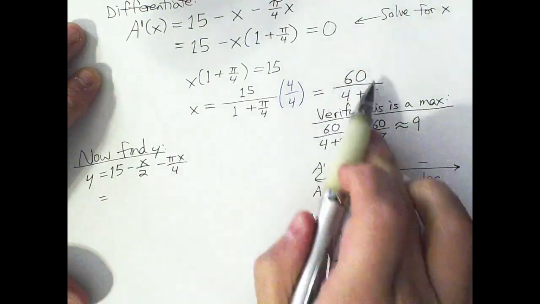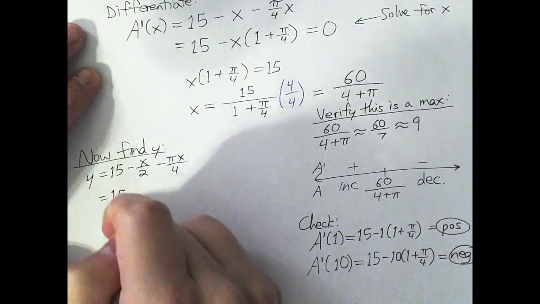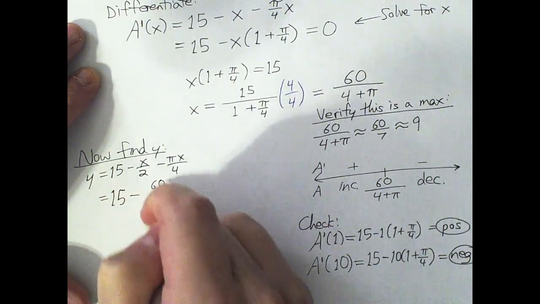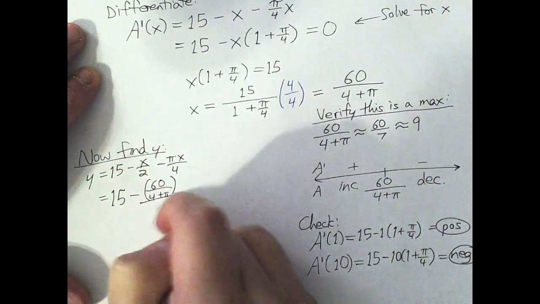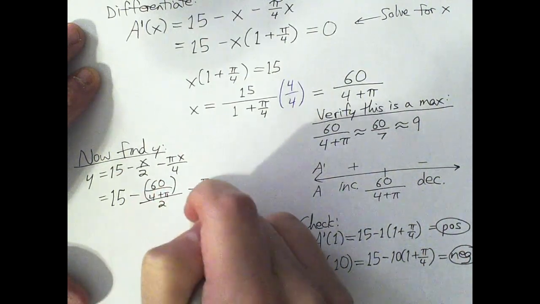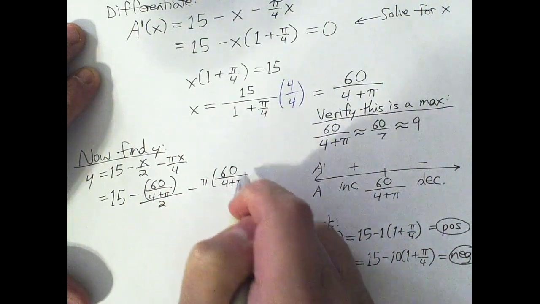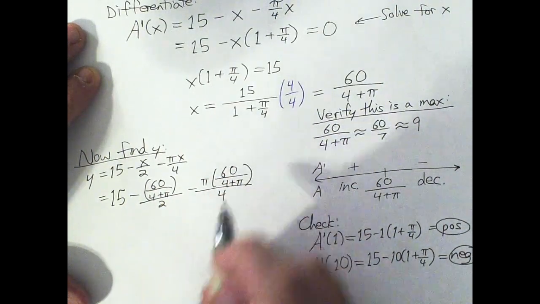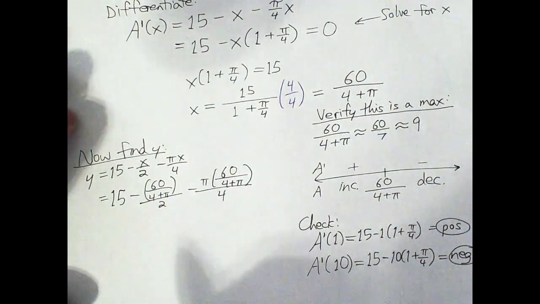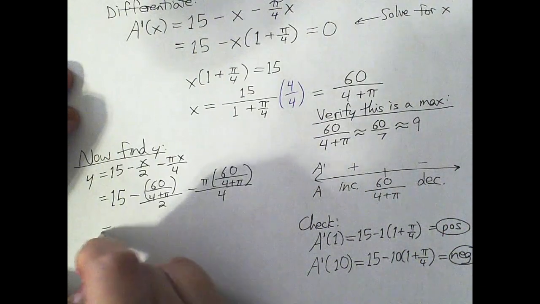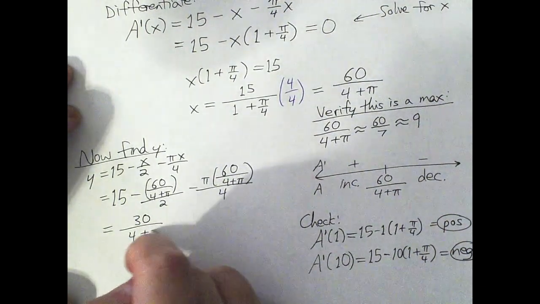We said y equals 15 minus x squared minus pi x over 4. So I did put in this 60 over 4 plus pi. I got 15 minus 60 over 4 plus pi over 2 minus pi times that. Yeah, we're going to simplify this. I'll skip some of the fraction arithmetic right now, and I'll tell you that I found that this simplifies to 30 over 4 plus pi.